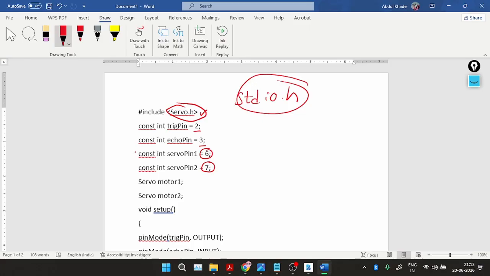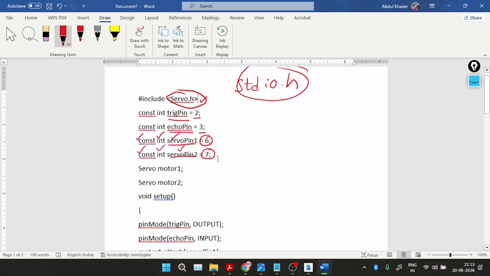So based on that, what I'm defining is constant integer servo pin 1, constant integer servo pin 2. This is completely user defined. Even these two are completely user defined. You can give names of your wish, but keep in mind that what you are using here should be used throughout the program. Okay, that's the starting.